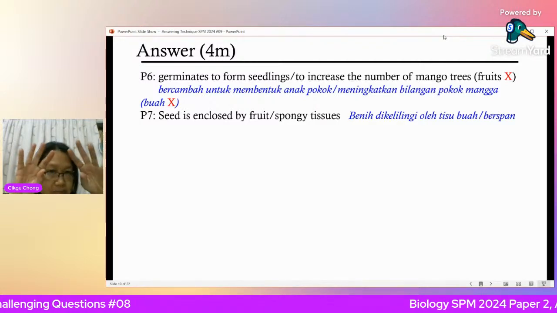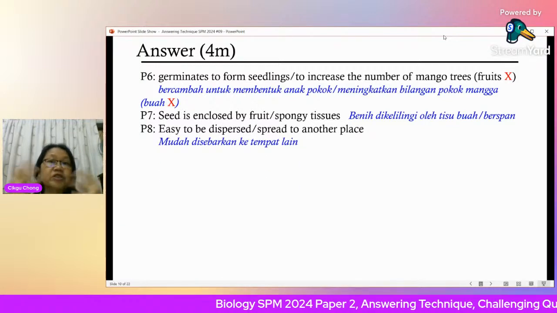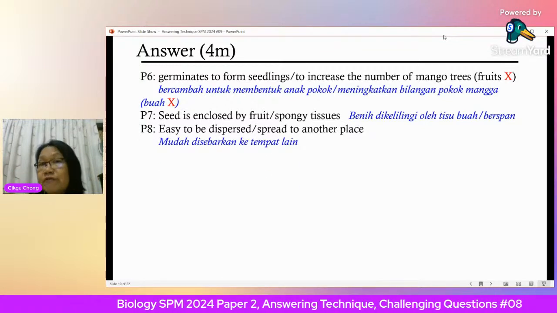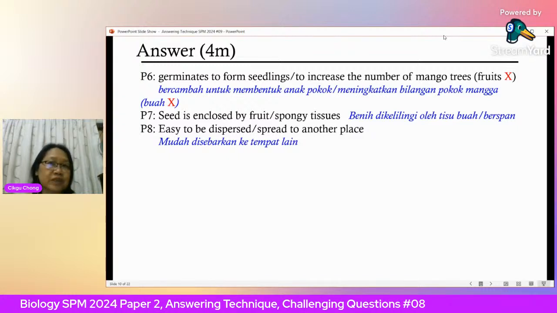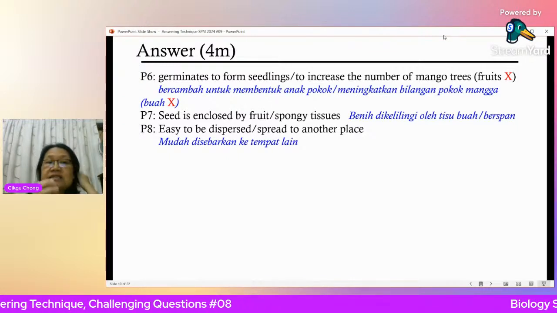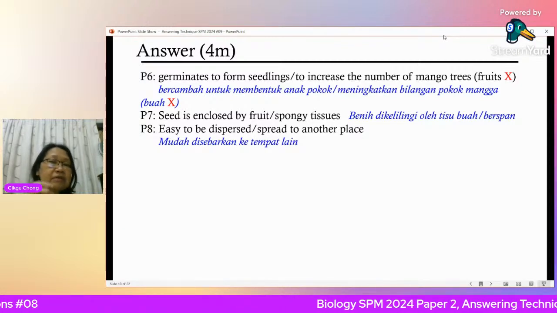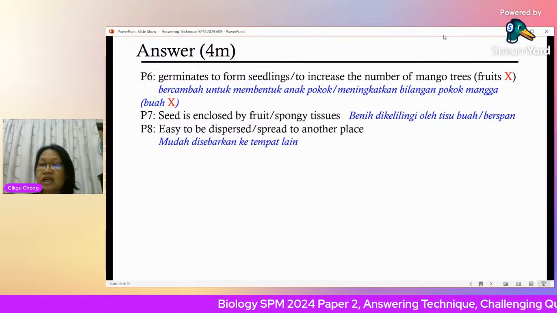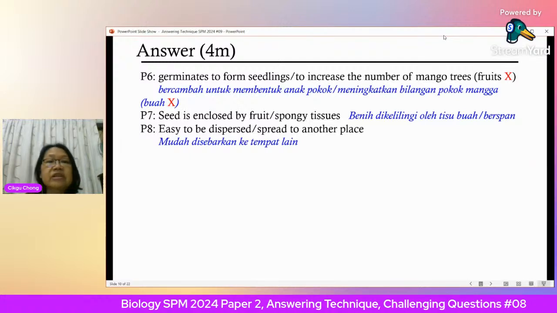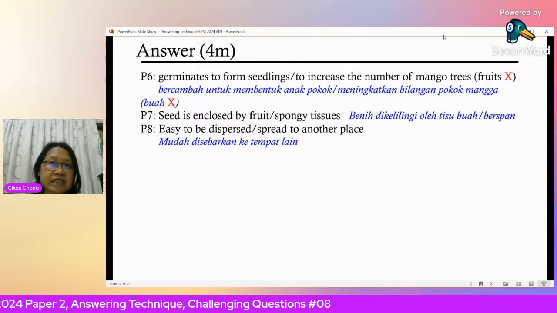So that spongy tissue is actually a storage of food for the plant itself, and also a nutrient source for animals. But after you eat the fruit, the seed will be thrown away. Normally it's thrown away. For animals, sometimes you eat it and it goes into the digestive system and comes out in the feces. So it is to be dispersed. So the seed is very easily dispersed.